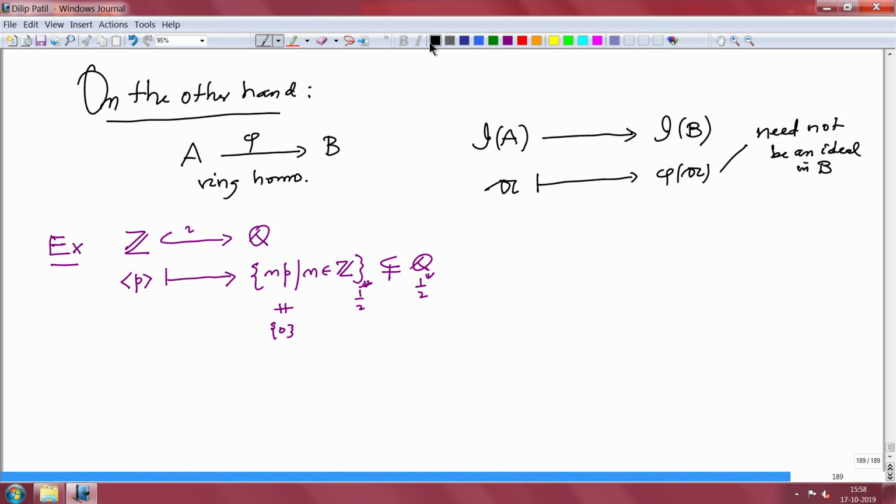But what can you do then? You can take the ideal generated by the image. So, do not take this, take this phi of A. One bracket was missing.